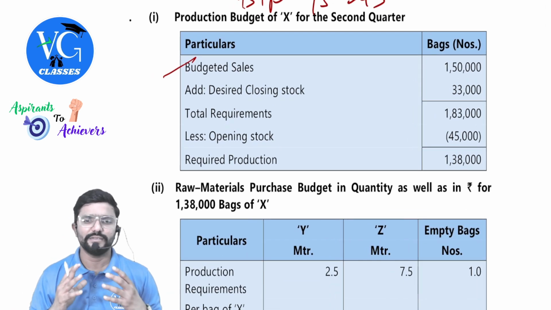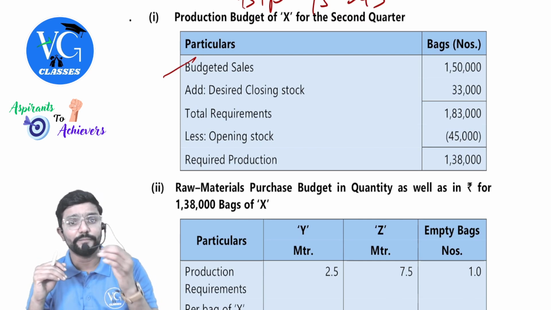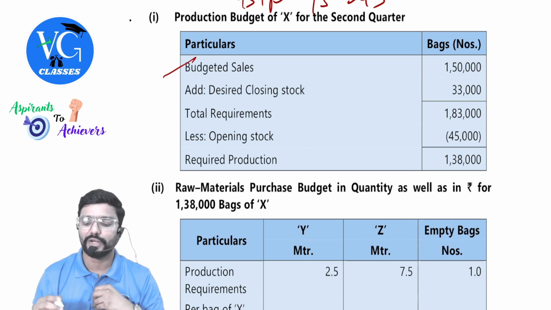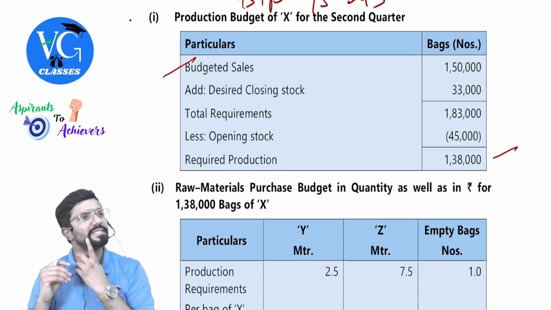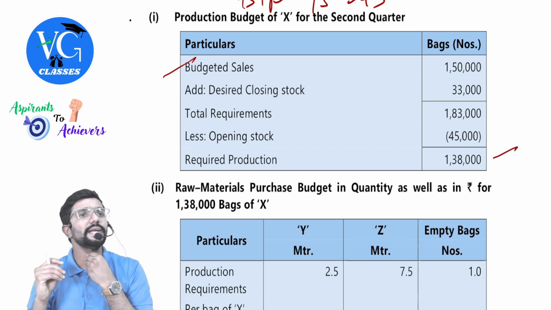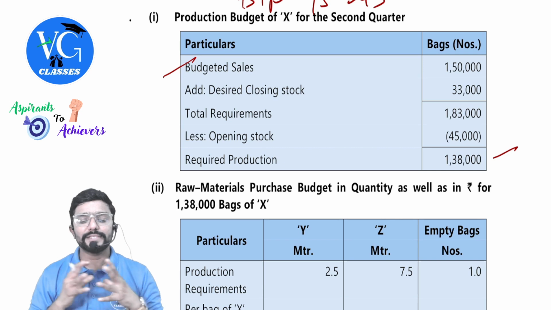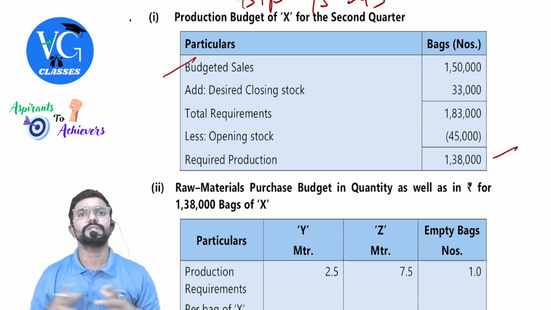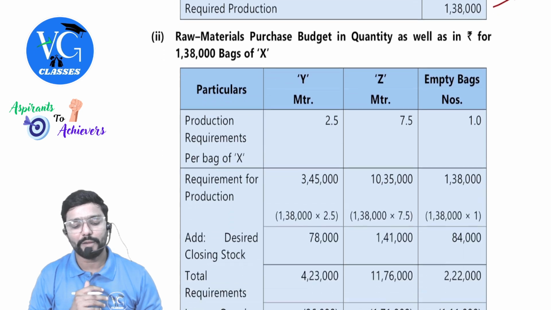Desired closing stock and all they have used. You can just tell closing stock. Okay. Budgeted sales 1,50,000 and closing stock minus opening stock. You will get production. Budgeted production 1,38,000. How many bags of X should I manufacture during this quarter, guys? 1,38,000 bags. For that, how much raw material is required?